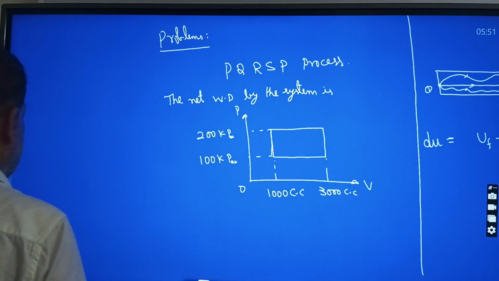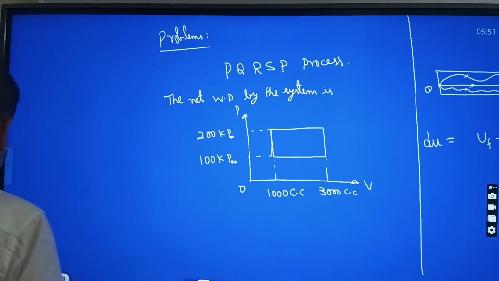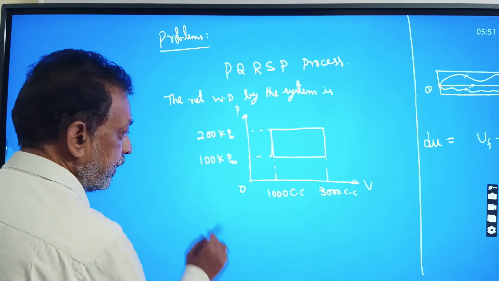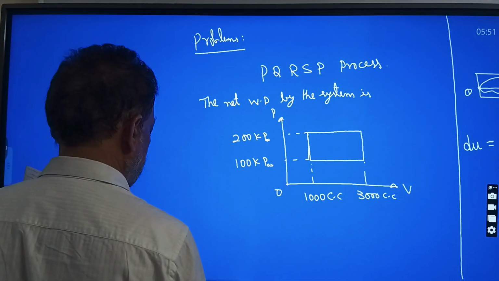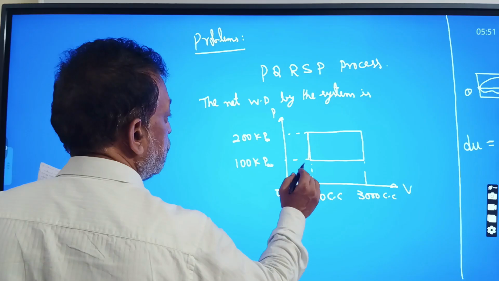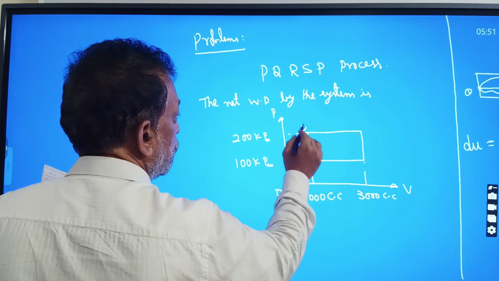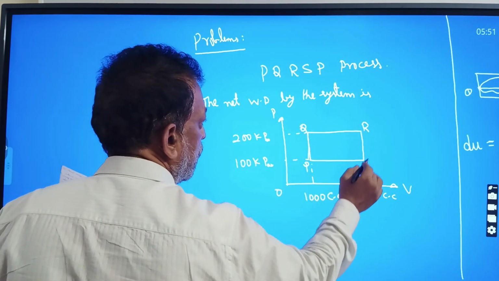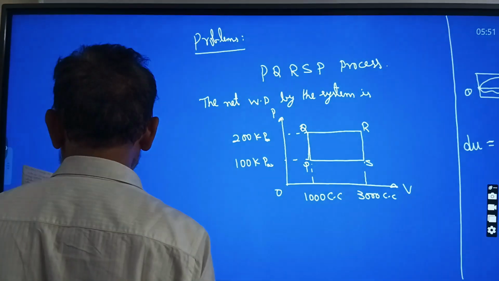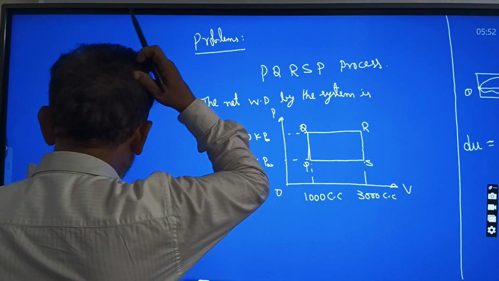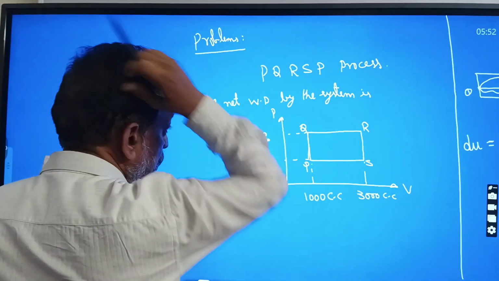Now they are asking you to find the net work done. What is the net work done by the system? Then you can say PQRS, this is a part, P2. So how is it done? PQS. No problem.